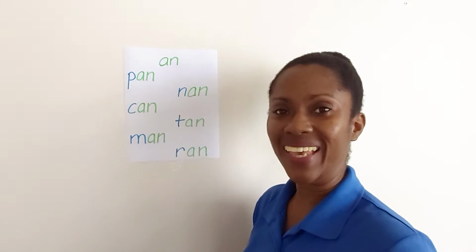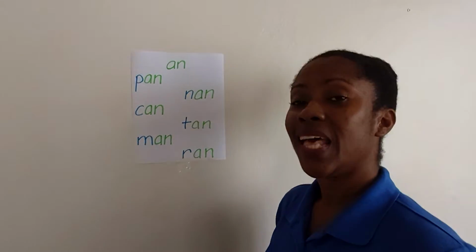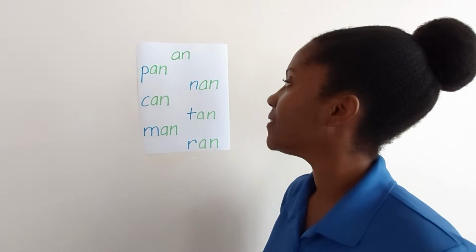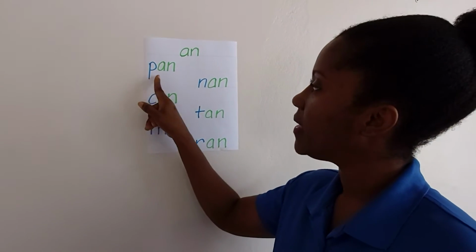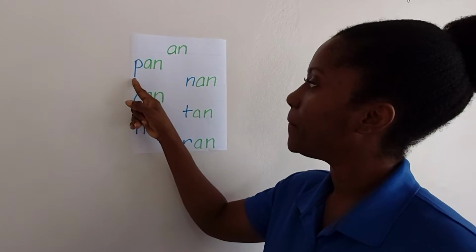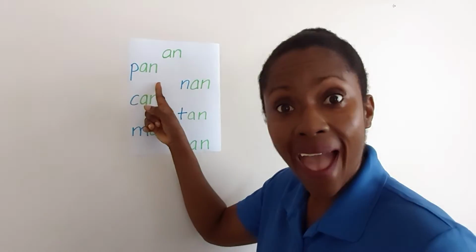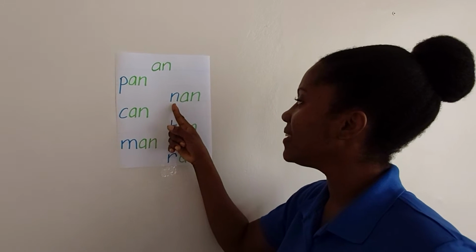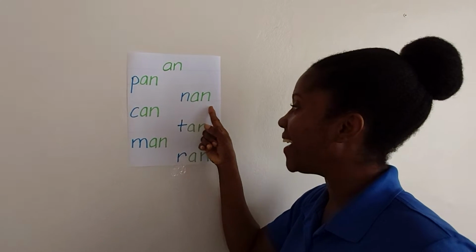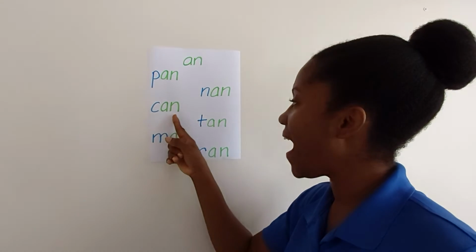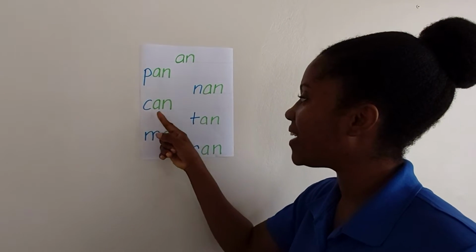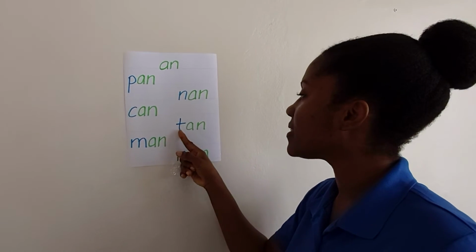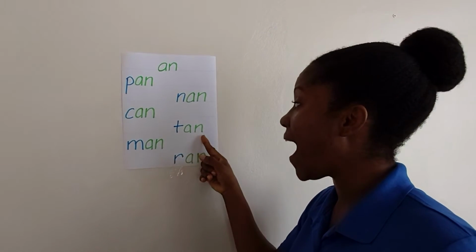Good job, kids. Let's read some AN word family words. P, an, pan. N, an, nan. K, an, can. T, an, tan.